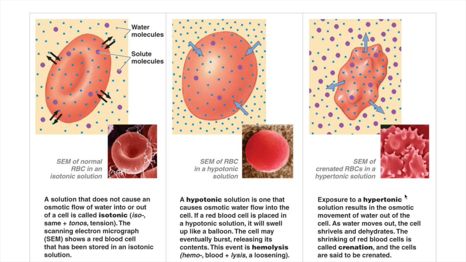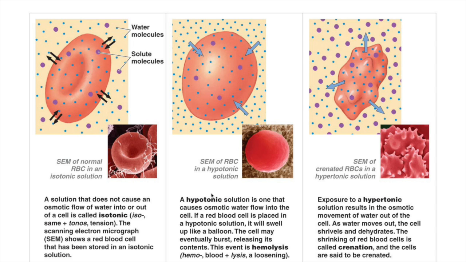This is very important when we give, for example, IVs. If you've ever gotten an IV, what they give you, it's not water, it's a saline solution. About 0.9% saline, which is isotonic to our body cells. That way they won't cause your cells to burst when they give you IV fluids. Now if you're dehydrated, they might give you a hypotonic solution, but they would be careful about it. They wouldn't inject pure water into your veins.